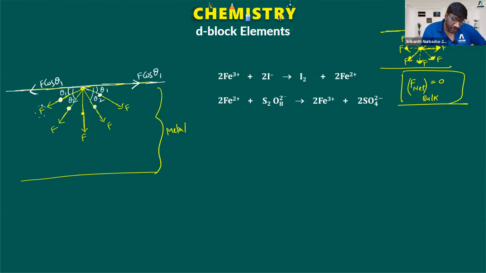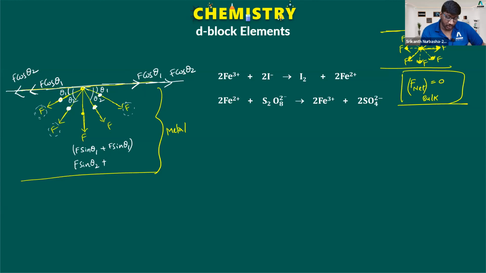Similarly, what is the component of this force in the y direction? F sin θ1. The same force F at an angle θ1 will also experience F sin θ1. What about the particle at an angle θ2? That will experience force F cos θ2 in the x direction. Here also we have a particle at an angle θ2 that will experience force F cos θ2. What about the component of this force in the downward direction? F sin θ2.